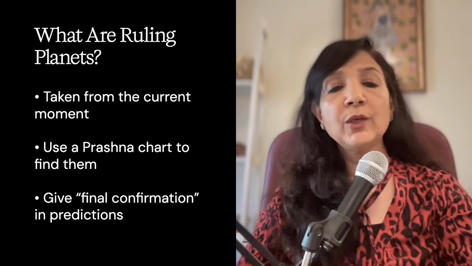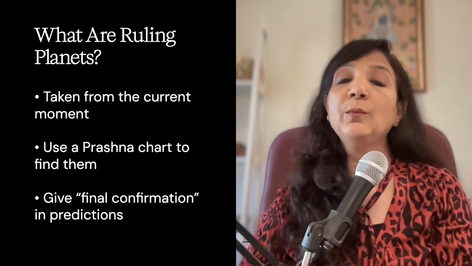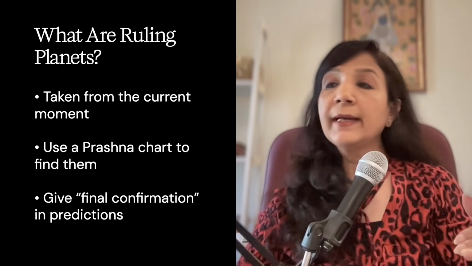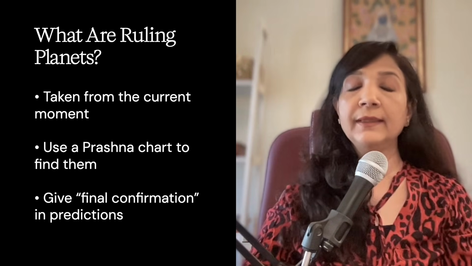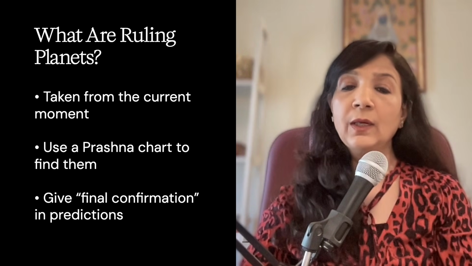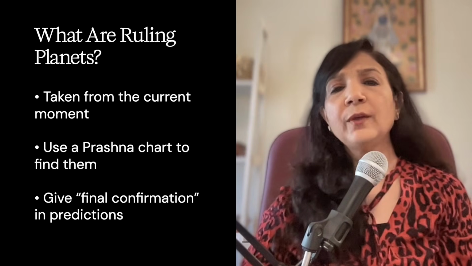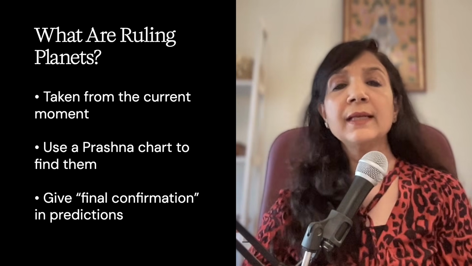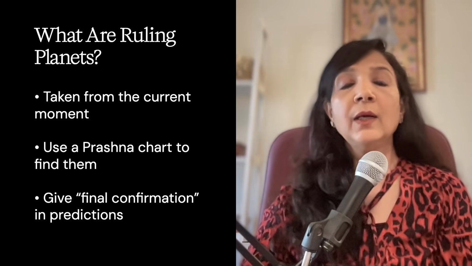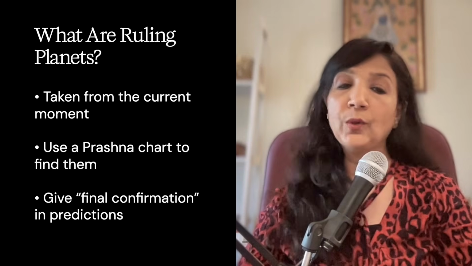In KP astrology, ruling planets are taken from the current moment. You have to create a Prashna chart of the moment. They act like divine guidance when you are analyzing a chart. So when you feel confused in prediction, ruling planets help you understand whether an event will happen or not.